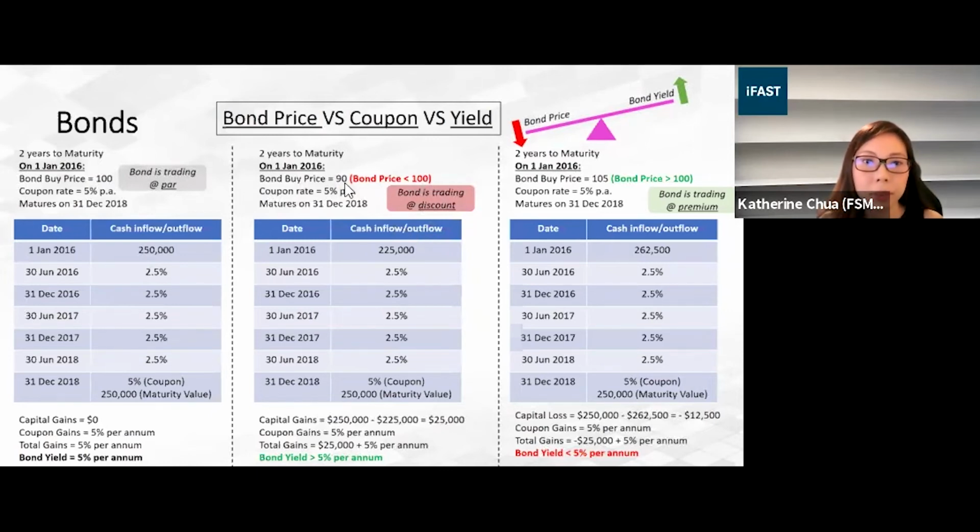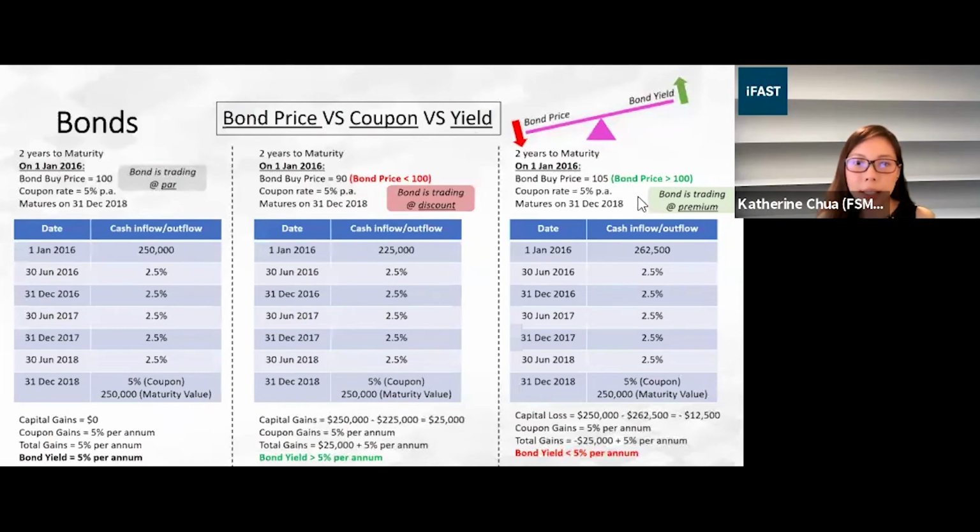So for example, if you buy the bond at $90 in 2016, and when it matures in 2018, during this period of time, there will definitely be a capital gain of $10 for every $100 invested. So your capital gain will be 25K in this case, and then your coupon gain would also be the same, which is 5% a year, and your total gain will be that 25K plus that 5% coupon, and your bond yield will be more than 5%.